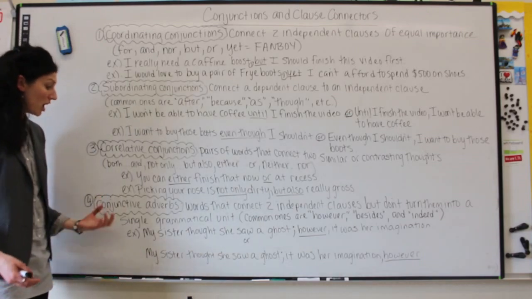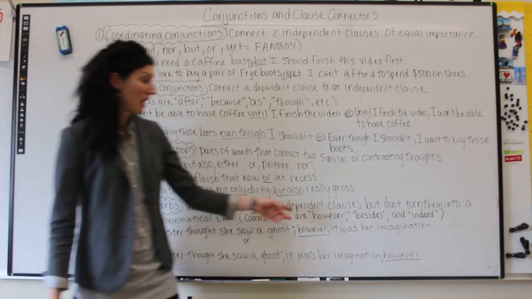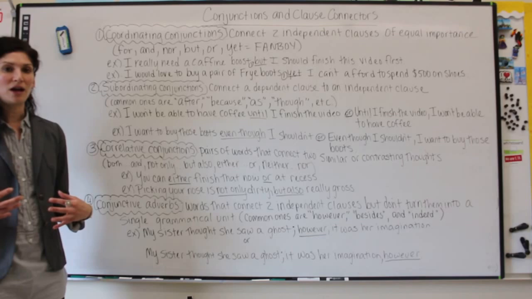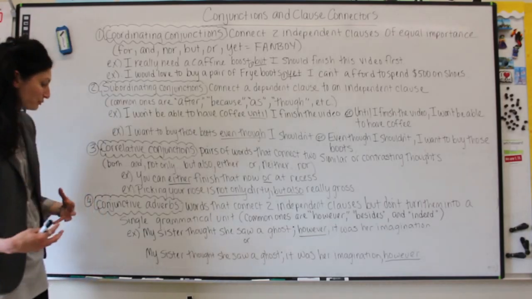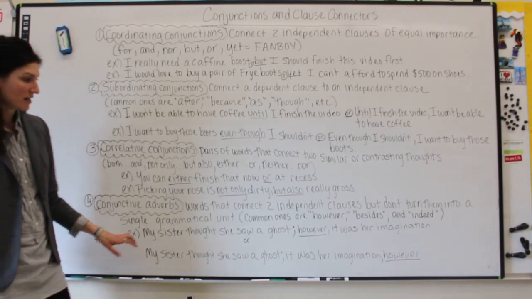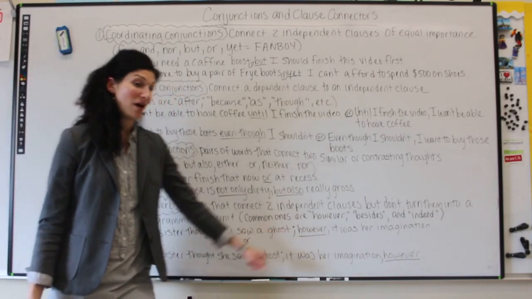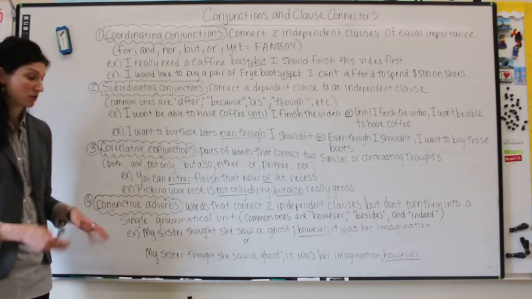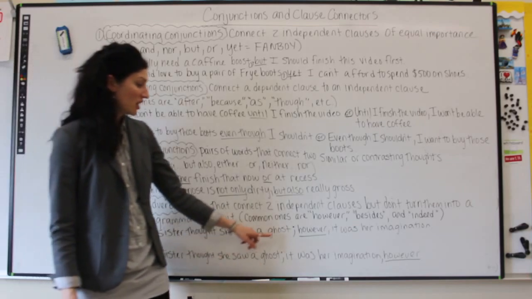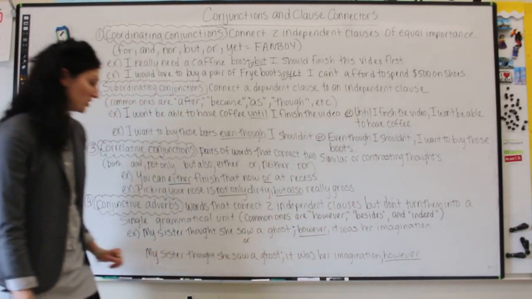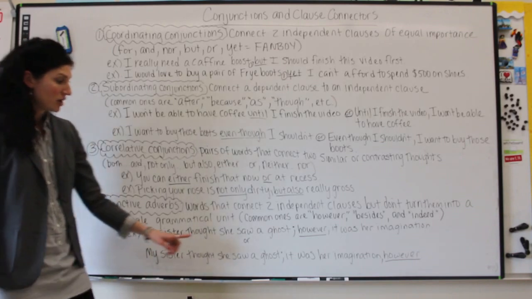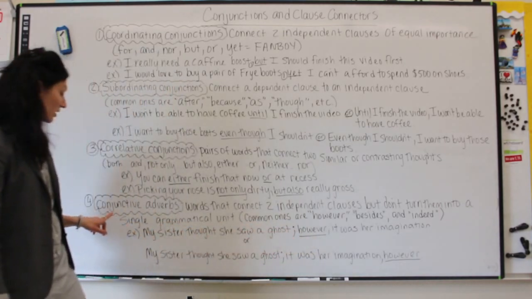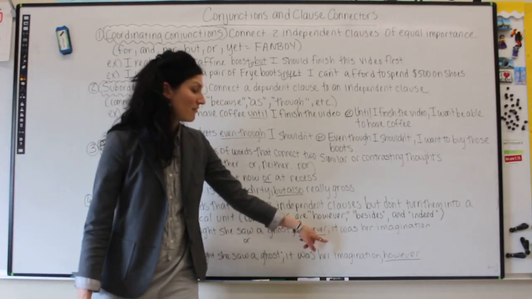Some of the common conjunctive adverbs that we have are however, besides, and indeed. But again, we also have a list for you so that you can see them and access them. Now, in my example, I used the word however. So let's take a look at how this does not make the sentence into a single grammatical unit. My sister thought she saw a ghost. However, it was her imagination. If you take a look here, you'll notice that we have a semicolon before however, before the conjunctive adverb, and then after however we have a comma.